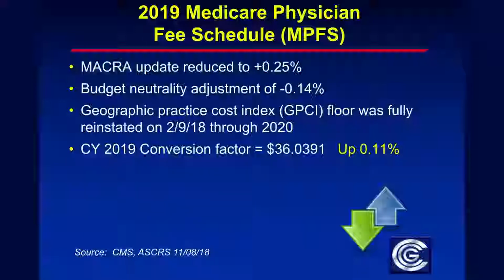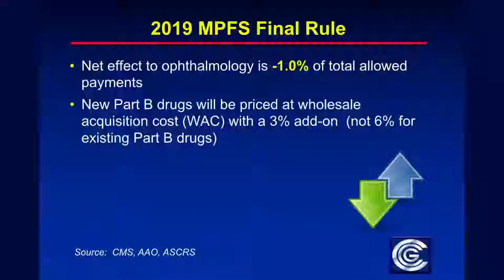Lastly, the new 2019 conversion factor is up slightly from 2018. It's positive 0.11%. When we analyze 2019 Medicare payment rules for just ophthalmic procedures, the net effect is a reduction of 1% on allowed payments. The final rule also inaugurates a change in the way Part B drugs are paid. Existing drugs receive a 6% add-on for administration and handling. However, new Part B drugs will receive only a 3% add-on to the wholesale acquisition cost.